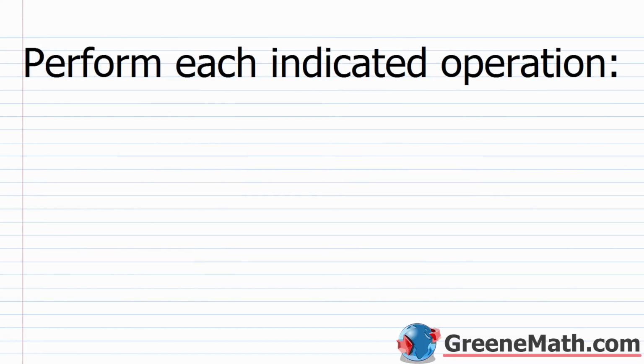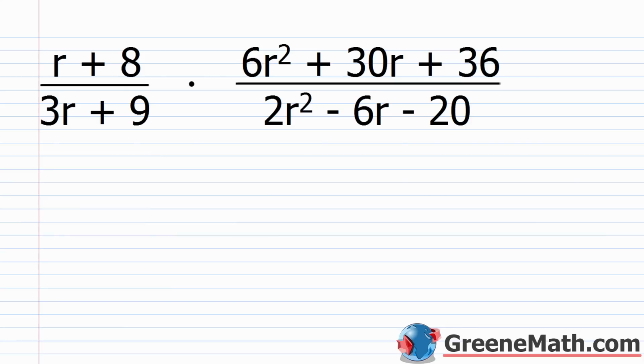All right, so we want to perform each indicated operation. We have (r plus 8) over (3r plus 9) times (6r squared plus 30r plus 36) over (2r squared minus 6r minus 20). So before we multiply, we want to simplify by factoring everything and then seeing what we can cancel. The r plus 8, can't really do anything with that. The 3r plus 9, I could pull out a 3. This would be r plus 3 inside the parentheses.